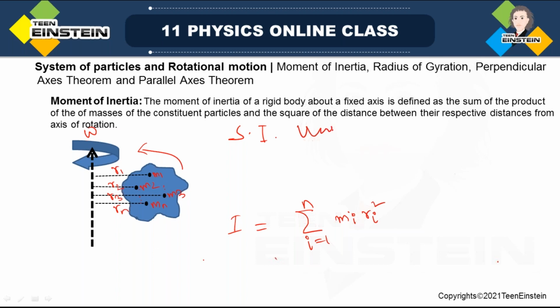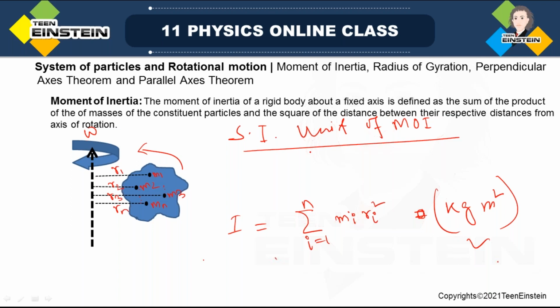Moment of inertia in short can be written as MOI. Here you look, this is the mass and this is the distance square. So the SI unit is kg into meter square. This will be the SI unit of moment of inertia: kg meter square.